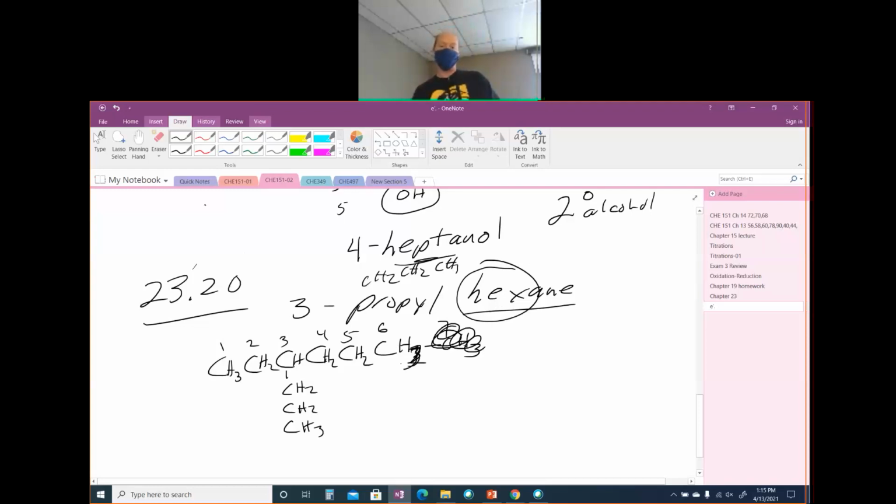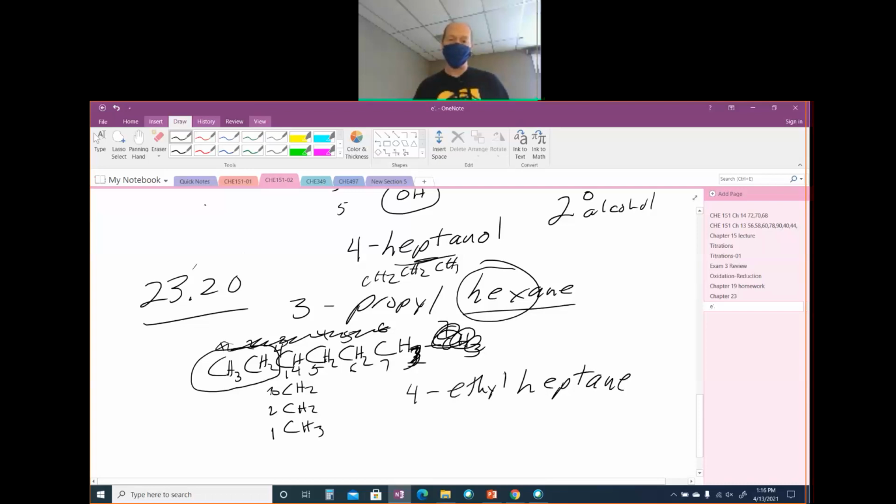Six is not the longest carbon chain because you could have gone from down here: 1, 2, 3, 4, 5, 6, 7. So now it is a heptane. The longest carbon chain of 3-propyl hexane is not 6, it is 7. And off of carbon number 4, I will wipe out these 6. Off of carbon number 4, we have a CH2, CH3.